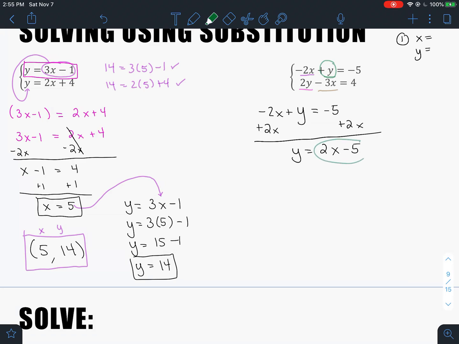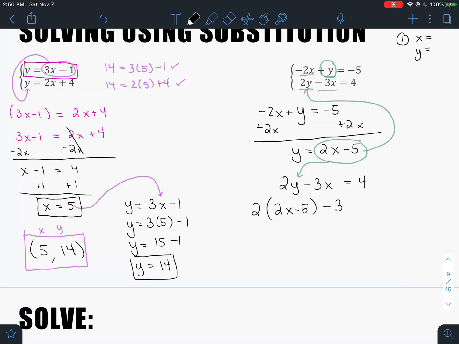So now, since I know that y is equal to 2x minus 5, I can take that 2x minus 5 and substitute it into the other equation. Well, my other equation was 2y minus 3x equals 4. So I'm going to take the 2y minus 3x equals 4, and substitute the 2x minus 5 in for y. And remember, when we substitute, we like to put it in parentheses.